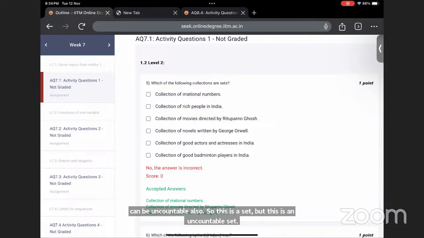Any other doubt in 7.1? No, right? So what about 7.23 and all?